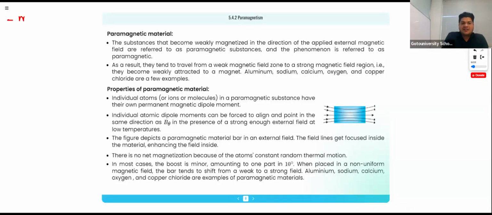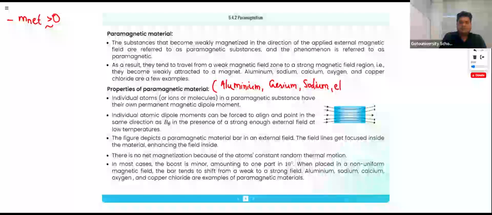Paramagnetic materials are the materials whose net magnetic dipole moment is slightly greater than zero. What are the examples of paramagnetic material? The examples of paramagnetic material are aluminium, cesium, sodium, etc.